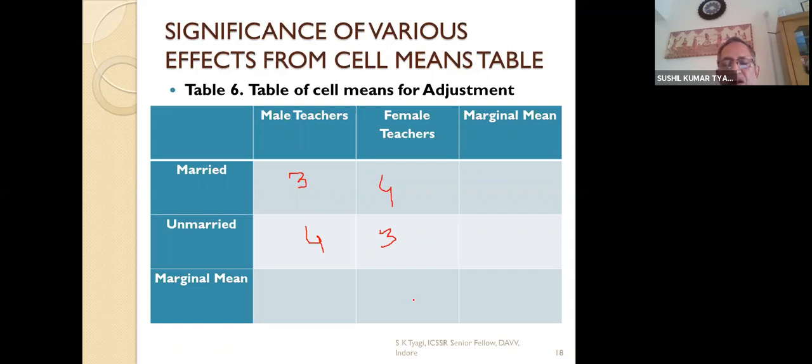Everywhere 3.5. So you will see that there is no difference in, this is married, unmarried, this is male, female. So there is no difference in married and unmarried as far as adjustment is concerned. There is no difference in male and female teachers as far as adjustment is concerned. So the effect of main factors is not significant. Now let us see the effect of interaction.